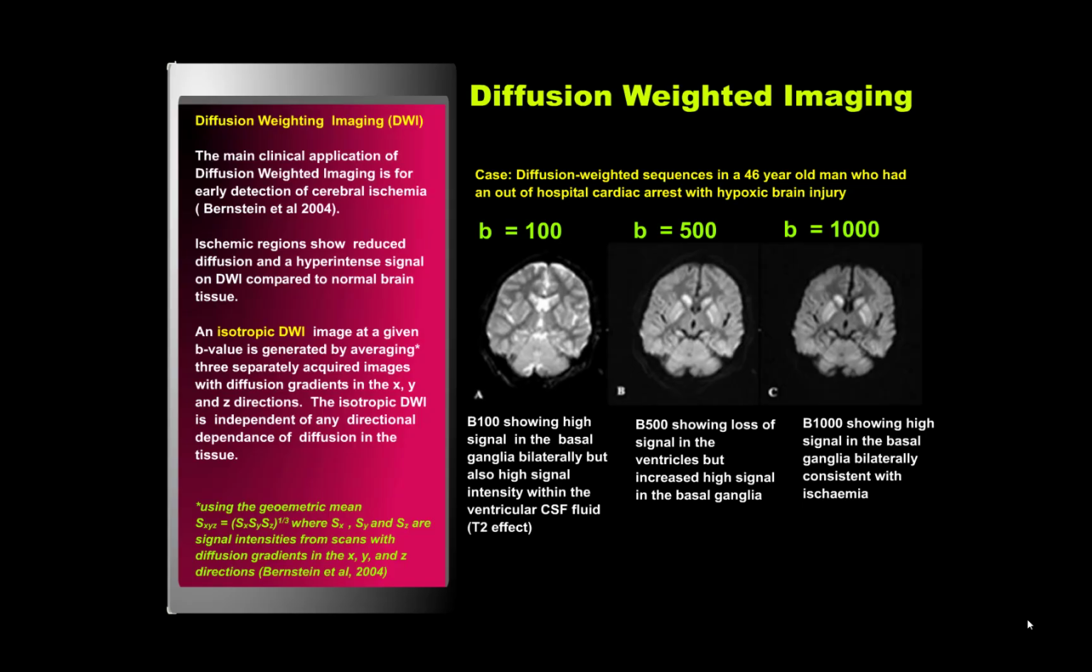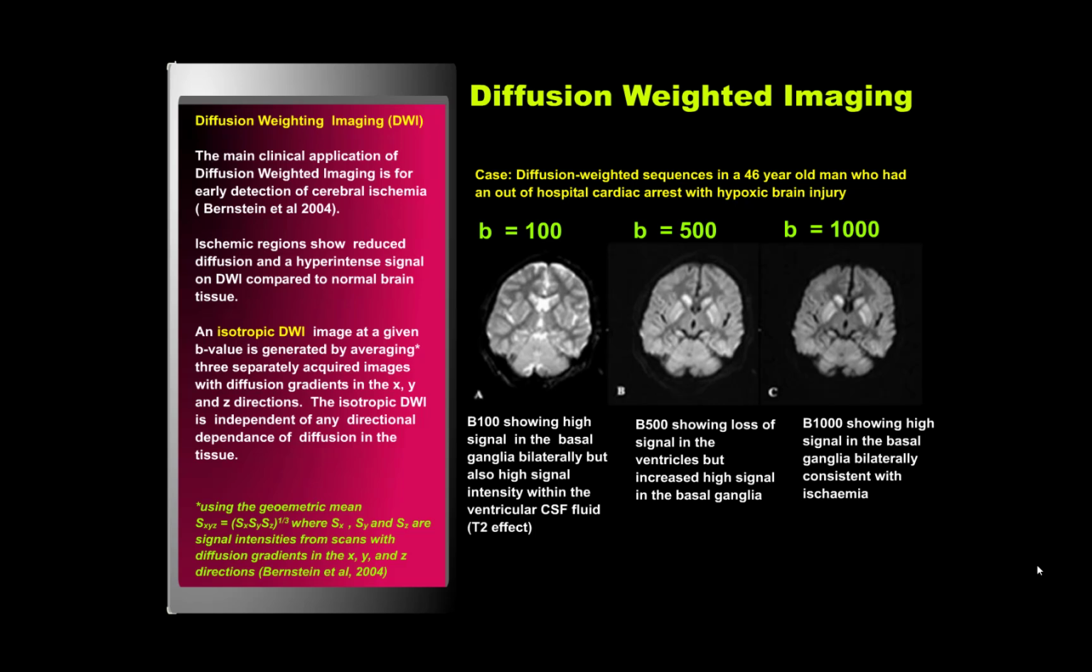So a major application of diffusion-weighted imaging is in the detection of cerebral ischemia. The idea here is that ischemic regions will show reduced diffusion. And reduced diffusion means less signal loss on a diffusion-weighted image. So in other words, ischemic regions will show hyperintense on a diffusion-weighted image. So here we have an example of diffusion-weighted imaging with three different B values where the elevated intensity is consistent with ischemia. So which direction of diffusion are these images showing?